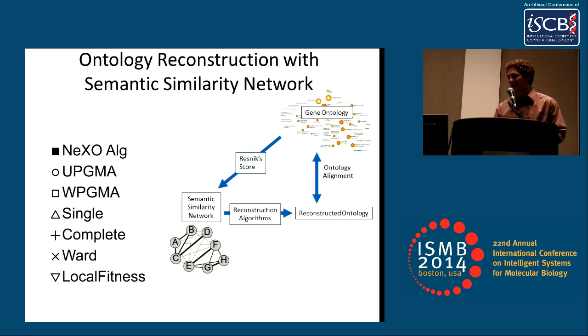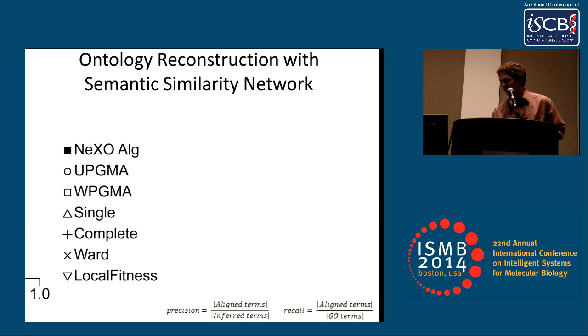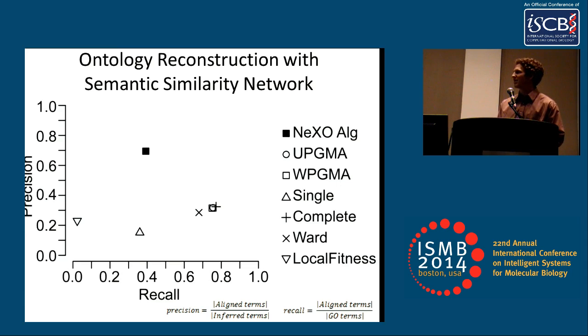Then I'll align it to the gene ontology and calculate a precision and recall, where the precision represents the percentage of terms in this reconstructed ontology which actually capture something, a known term in the gene ontology. And the recall represents the percentage of the gene ontology that is being reconstructed by that algorithm. And what you can see here is that none of these algorithms come even close to reconstructing the full gene ontology from this network, which we derived exactly from the gene ontology.